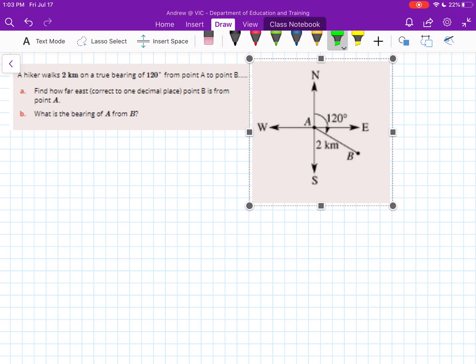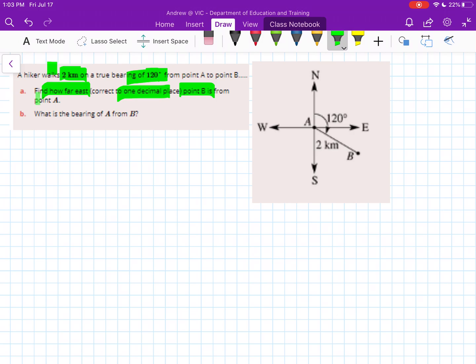So first, a hiker walks 2 kilometers on a true bearing of 120 degrees from point A to point B, and that's what's shown in our diagram there. If that wasn't there, you would need to draw that out, okay? So firstly, find how far east, correct to 1 decimal place, point B is from point A. Okay, so what we need to look at is how far east point B is from point A.